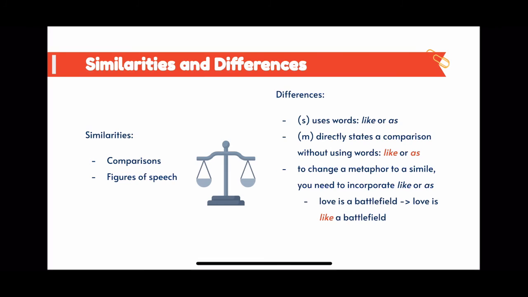So similarities between the two subjects are that they're both comparisons and they're both figures of speech. So they're both used to compare things, but the difference between those comparisons is that the simile uses a word like or as to make that comparison, but the metaphor directly states a comparison without using the words like or as. To change a metaphor to a simile, you need to incorporate like or as.